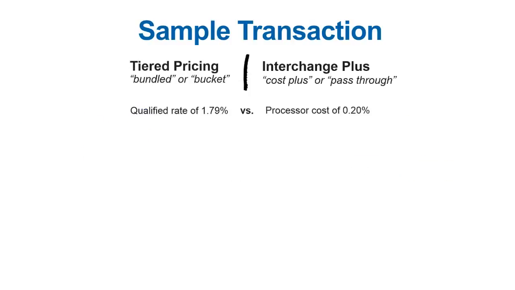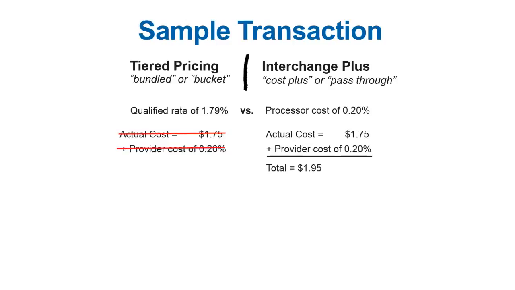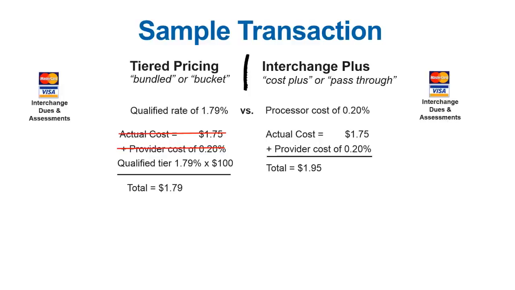For the Interchange Plus pricing model, you have a 20 basis point provider cost added to the $1.75 actual cost, bringing the total to $1.95. For the tier-based pricing model, you have that same base cost of $1.75, but in order to get the total cost for a tier-based pricing model, you simply multiply the $100 times the 1.79% rate assigned to that tier level to get the $1.79 total cost. As you can see, interchange cost is at the core of each of these pricing models, and with any pricing model for that matter, and is paid one way or another.